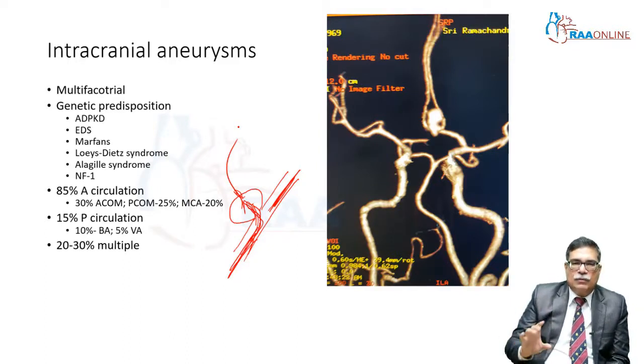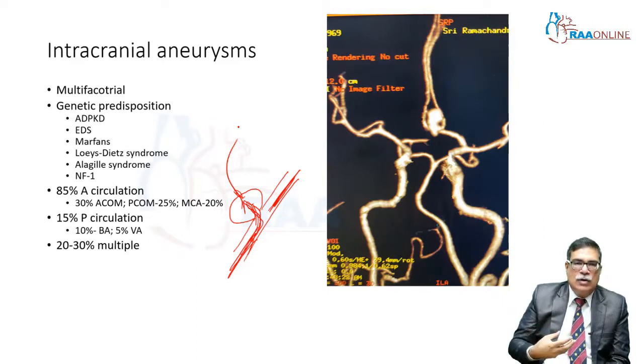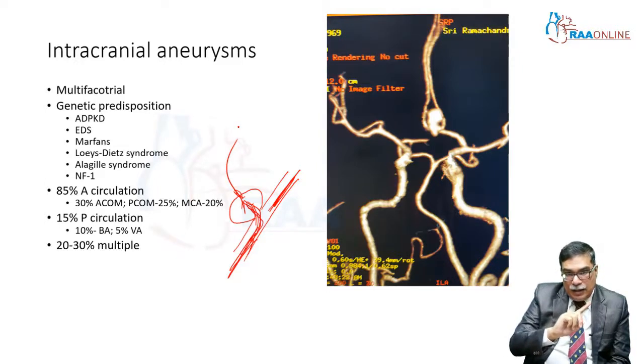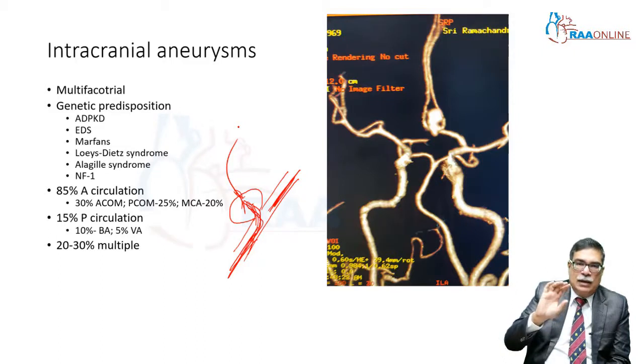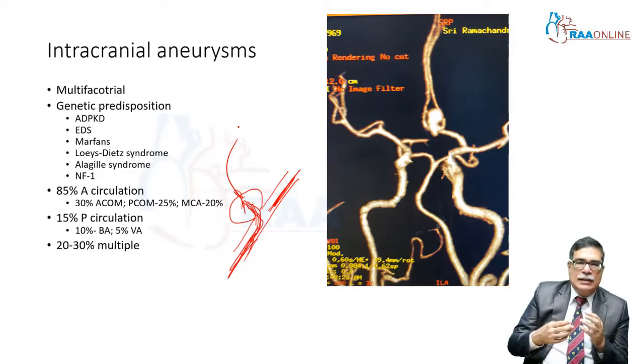Why does this happen? Something must have happened to that blood vessel wall to weaken it. It is either genetic, like conditions such as Marfan's, Ehlers-Danlos syndrome, autosomal dominant polycystic kidney disease, or various other conditions like chronic hypertension, where the blood vessel wall becomes weaker because of sustained raised blood pressure.